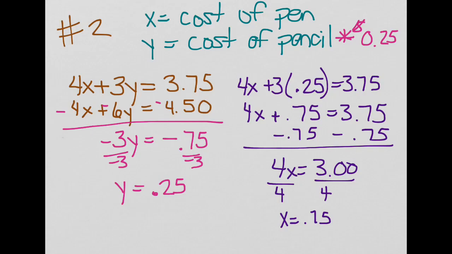Is that a valid cost for a pen? Sure, that totally does make sense. So if you wanted to put your answers into an ordered pair, that would be that x is 0.75 and y is 0.25. But you could also just come up here and tell me that the cost of one pen is 75 cents and that the cost of a pencil was 25 cents.